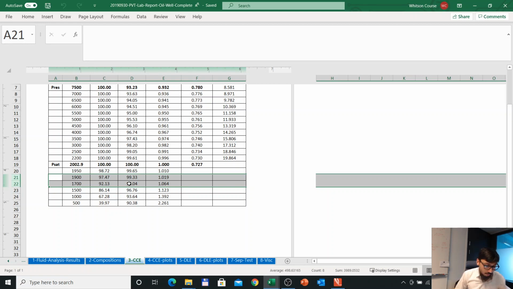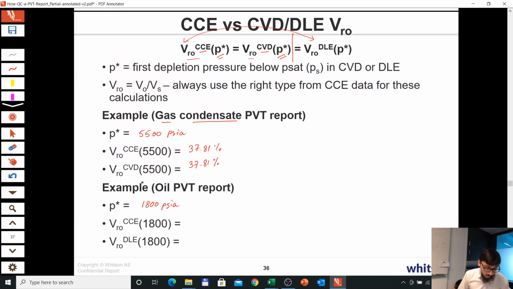So we have 99.33 and 98.04. 99.33 plus 98.04 divided by 2 would be 98.67%. So this is just doing the linear interpolation.